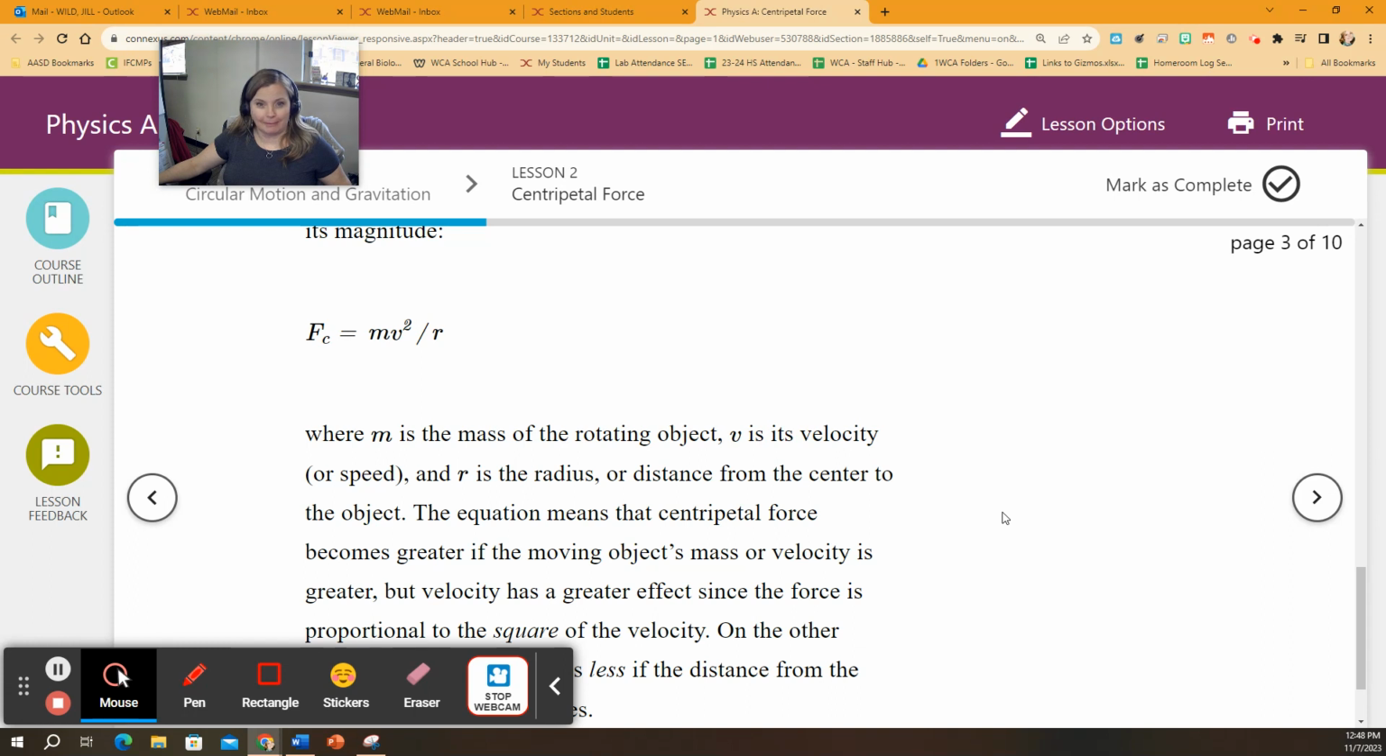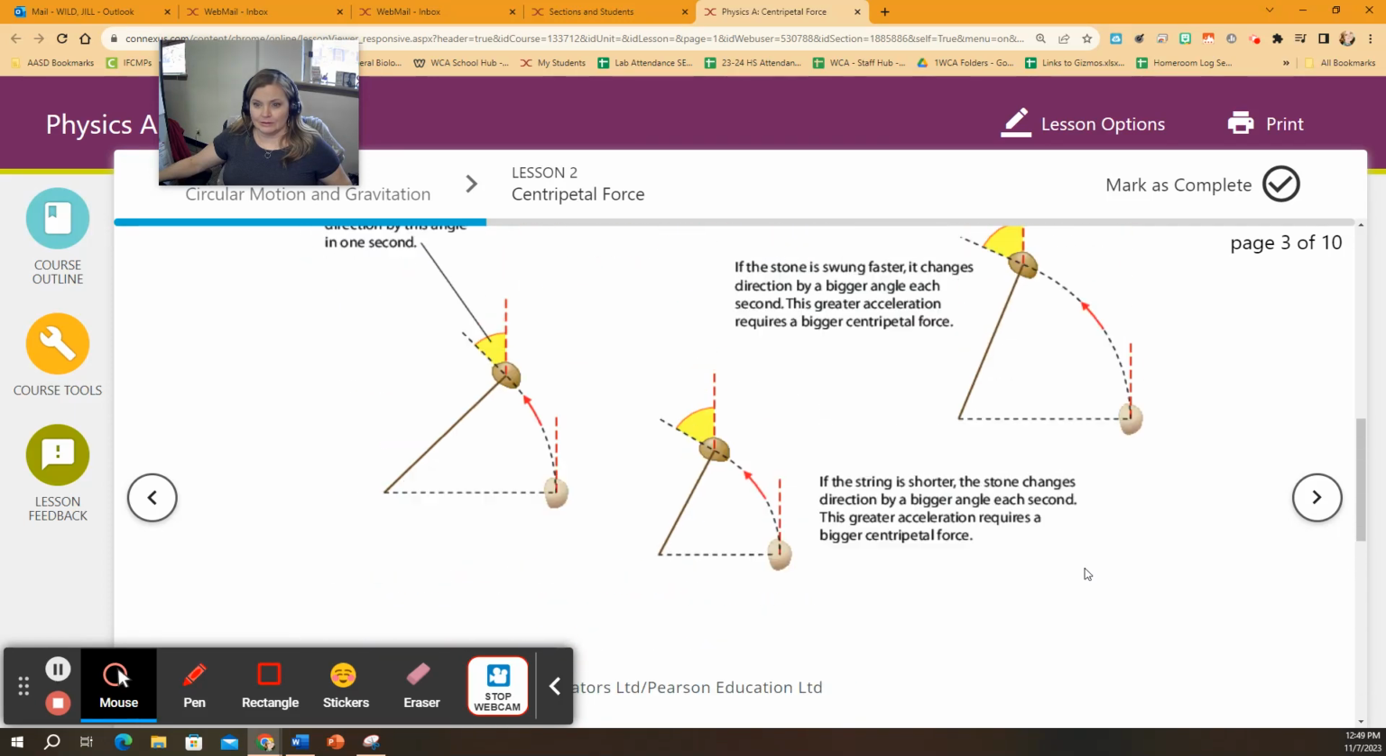Centripetal force, Fc, is equal to mv squared, mass times velocity squared, divided by r, which is the distance from the object that you're moving to your hand. That's the radius, essentially. Also use your SI system of measurement here. So force is measured in newtons, mass in kilograms, velocity in meters per second, and radius in meters.